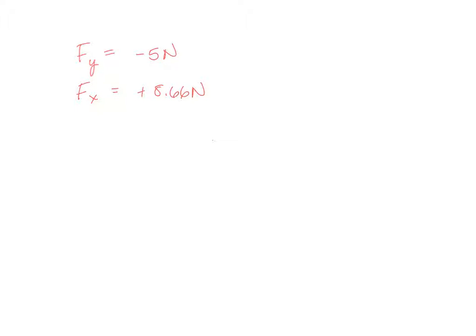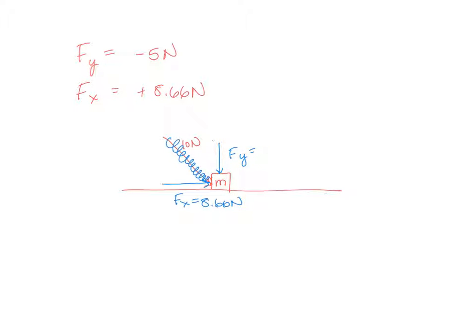Now let's go back to the original problem. We had a block of mass m, and a force F equal to 10 newtons. What we can do now is completely cross that force out and replace it by its two components. So we replace it by Fx equal to 8.66 newtons, and Fy equal to minus 5 newtons. Or we can just say it's 5 newtons, but in that direction.